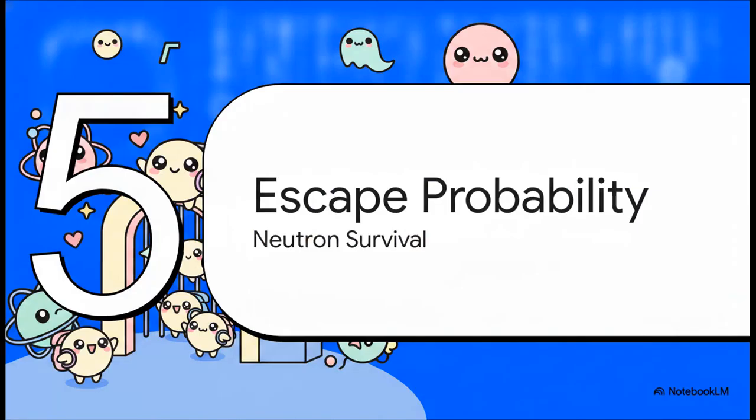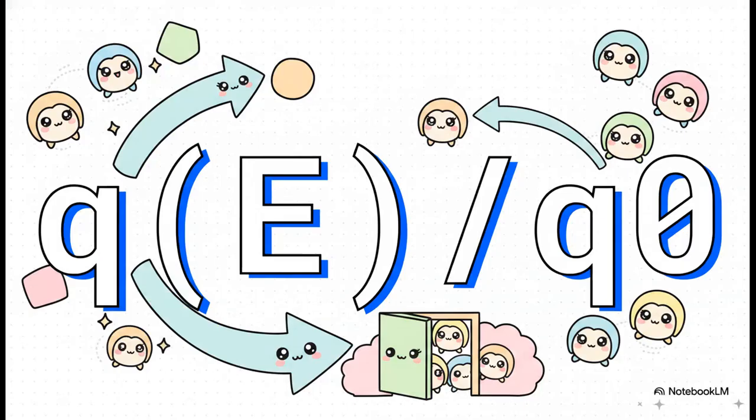And finally, Section 5, the escape probability. Ultimately, it all boils down to this deceptively simple mathematical fraction, Q(E) divided by Q0. As our physics outline explains, Q0 is the initial strength of the neutrons, basically our starting population. Q(E) is the number of neutrons that actually survive all the losses and absorption to successfully pass through our target energy level. So, this fraction represents the ultimate survival rate. It's the escape probability of our bouncing neutron population.